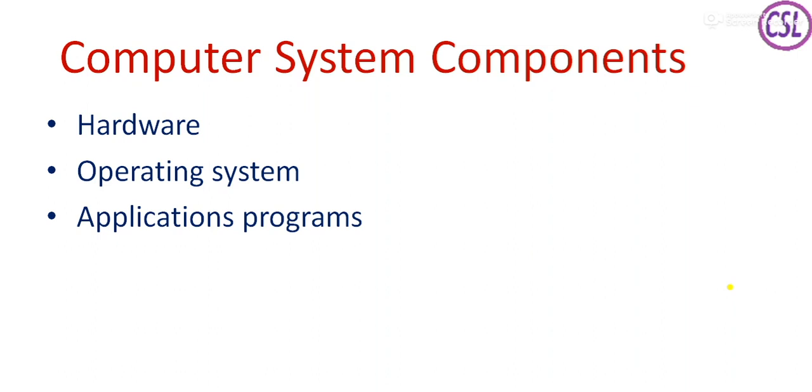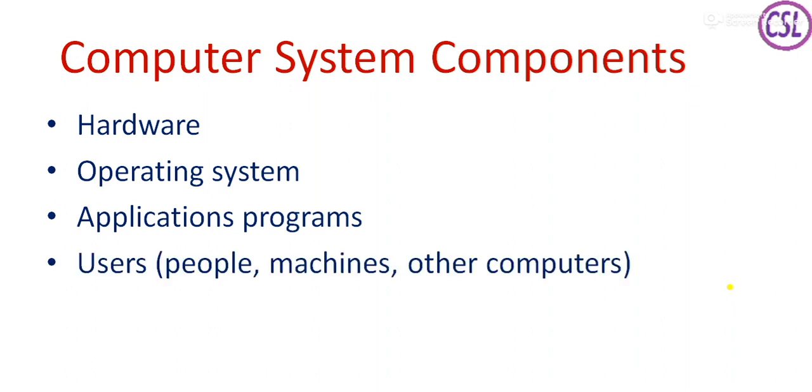These are all application programs coming under system components. And finally, users. A user might be a human being, people, or machines, or other computers. So all these 4 components together make a computer system: hardware, operating system, application programs and users.